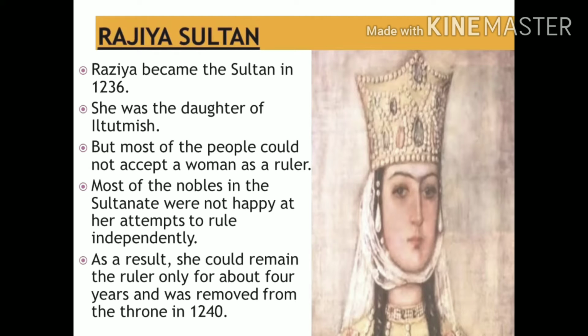But many of the nobles in the Sultanate were not happy with Razia coming to power because they could not accept a woman as a ruler. So she could not remain in power for a long time, and she was removed from the throne in 1240 Common Era.